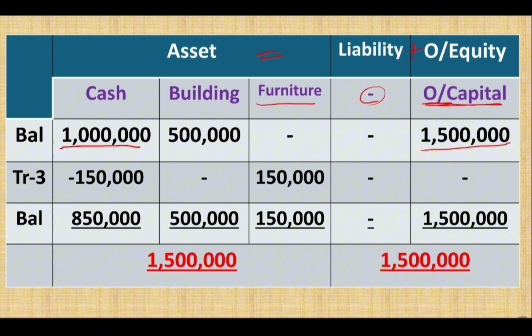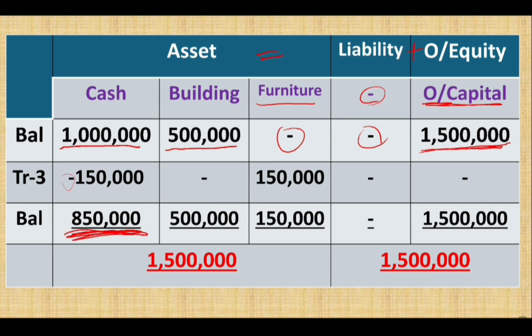The balance of cash after transaction 2 from the previous transaction was 1 million. The balance of the building after transaction 2 was 500,000, and there was no furniture in transaction 2. There was no liability in transaction 2. The owner's capital remains the same, there is no change on owner's capital. It is 1,500,000. This is the initial contribution by Mr. John.